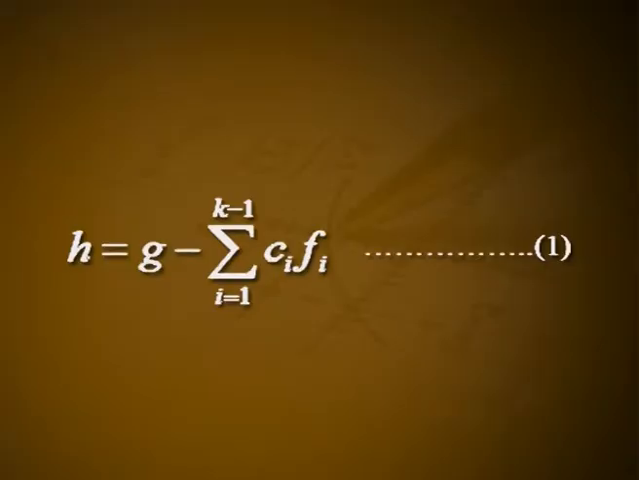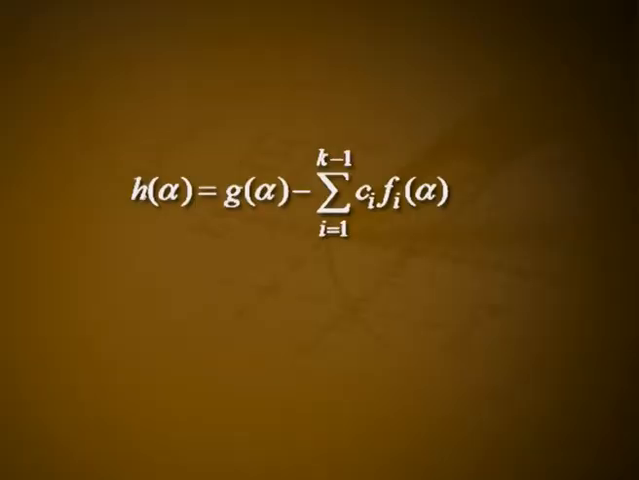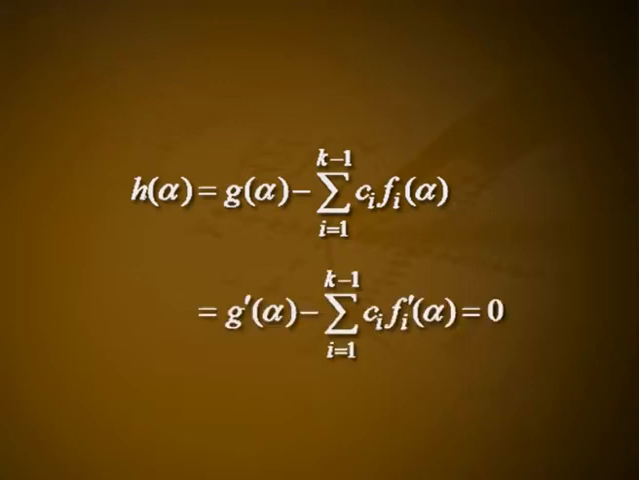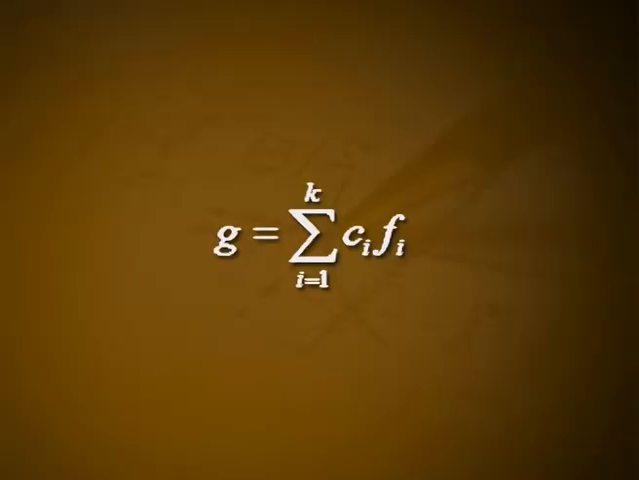Take h = g − Σ (i = 1 to k − 1) ci fi, equation 1. Then h is a linear functional on V, and using equation 1 we have for every α in Nk, h(α) = g(α) − Σ ci fi(α) = g'(α) − Σ ci fi'(α) = 0. By the preceding lemma, h is a scalar multiple of fk. If h = ck fk, then g = Σ (i = 1 to k) ci fi. This completes the proof.